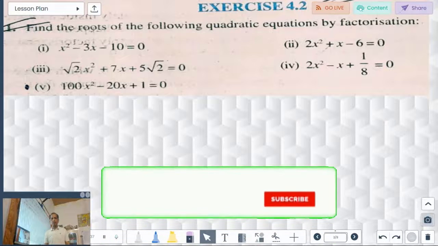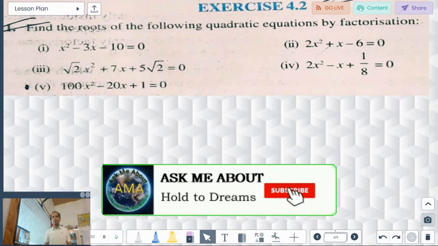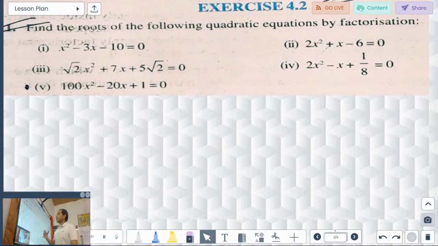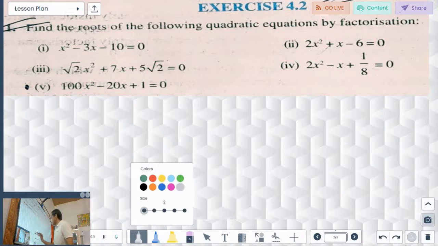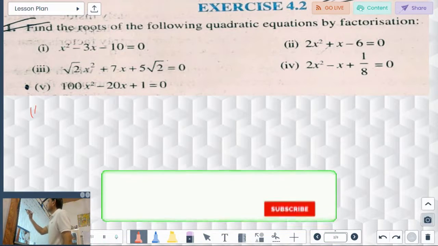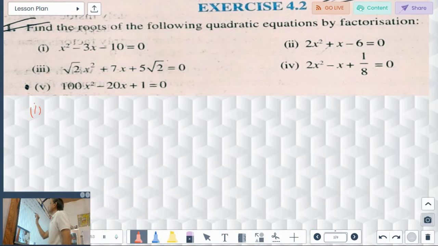My dear friends, let's calculate exercise 4.2. Question first. Find the roots of the following quadratic equation by factorization method. Question first is x square minus 3x minus 10 equal to 0.